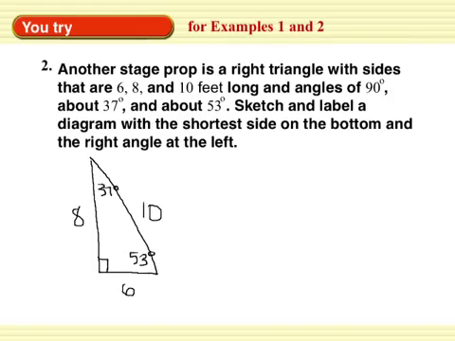There we go. We have measurements of 6, 8, and 10. Across from the 90 degrees is the 10 because it's the biggest angle. Across from the 53 degrees is 8 because it's the next biggest angle and biggest side. The smallest angle is 37 and the smallest side is 6.